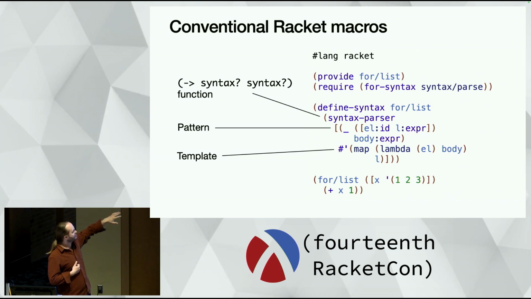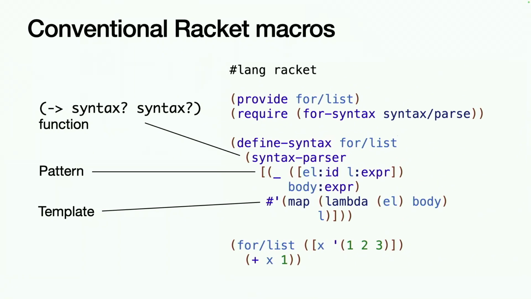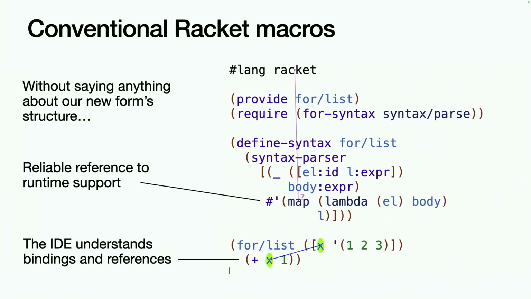But here we're able to use patterns and templates to do that transformation because we're using the syntax/parse metalanguage to implement that transformer. But we could, in principle, use arbitrary Racket code at compile time to do that. So you can see that we're requiring syntax/parse to be able to use that metalanguage. So that's how we define macros.